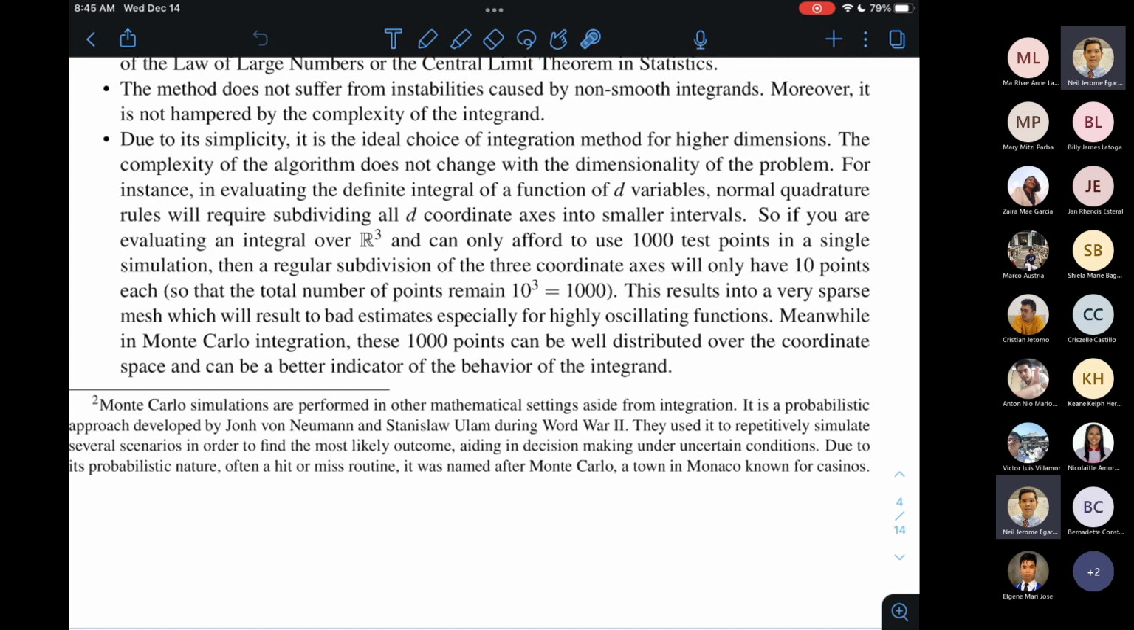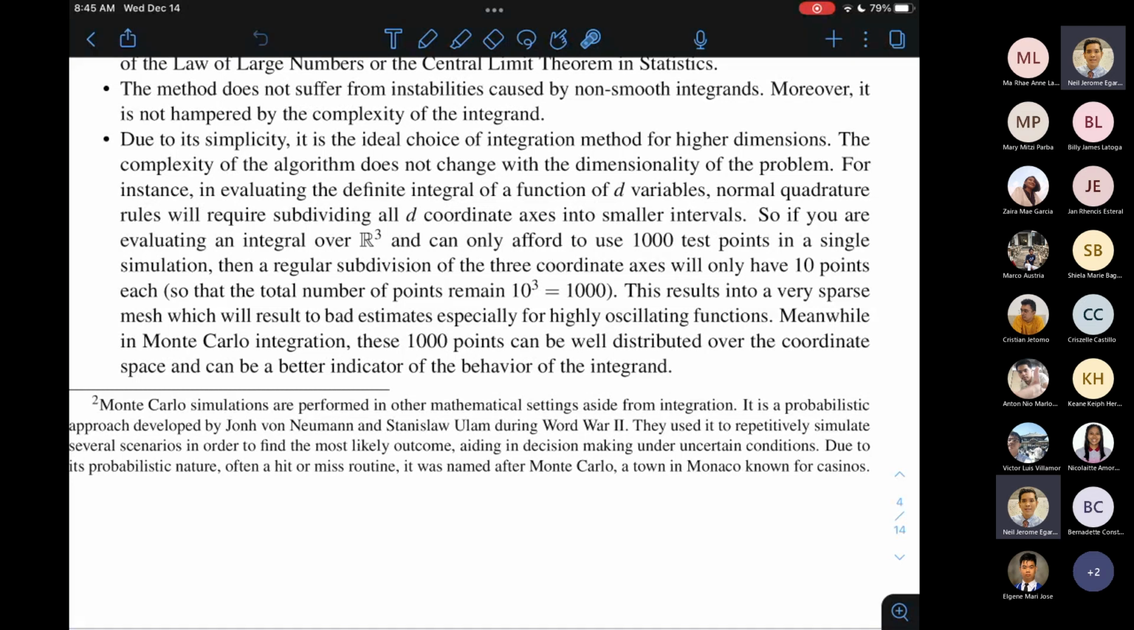Ideal choice din ito sa higher dimensions. Actually, it gets better. Monte Carlo simulation gets better whenever you are performing it in higher dimensions, meaning you are integrating a function of many variables. Kasi ang bagal ng convergence ng Monte Carlo integration. So hindi siya advisable to be used whenever you are in one dimension or two dimensions unless you can afford to use, say, a million data points or tens of thousands of data points.